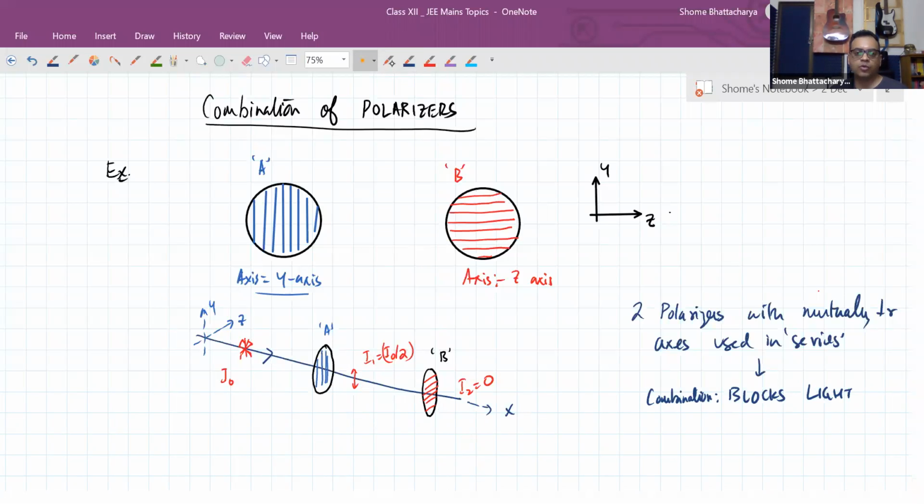What the Polaroid filter A does is that it blocks the Z component of electric field. So this light now is polarized along the Y axis. And the job of this filter is to block EY. So there's no light that is left.